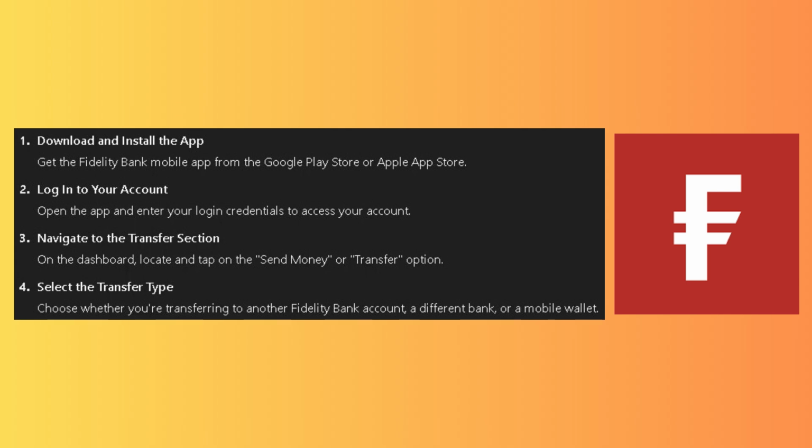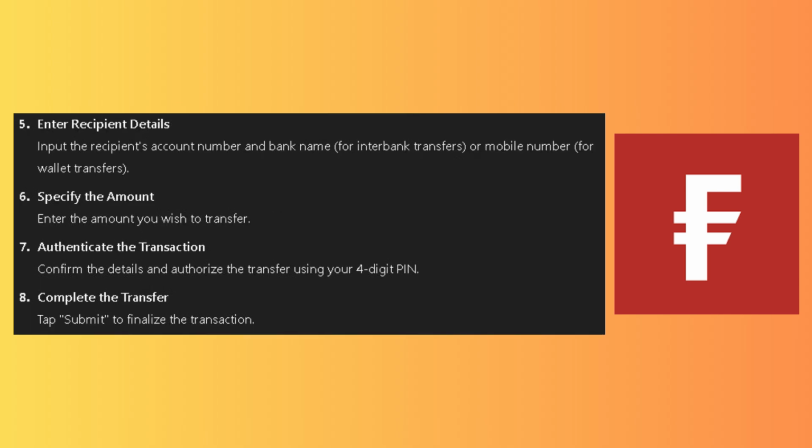Select the transfer type. Choose whether you're transferring from another Fidelity bank account or a different bank account or a mobile wallet. Enter the recipient details. Input the recipient account number and bank name or mobile number for the wallet transfers. Specify the amount. Enter the amount that you wish to transfer.